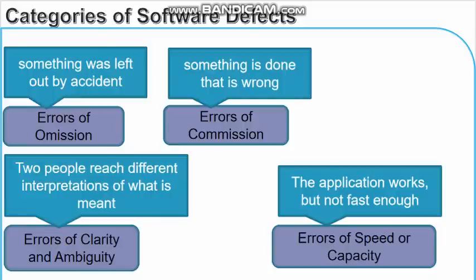Categories of software defects. Number one: something was left out by accident, which is called error of omission. Something is done that is wrong. It's called error of commission.